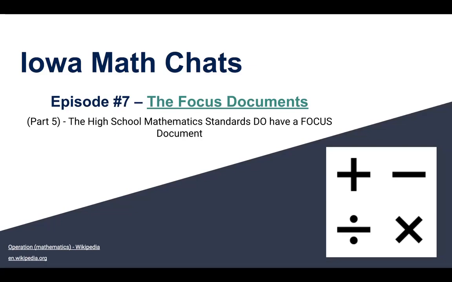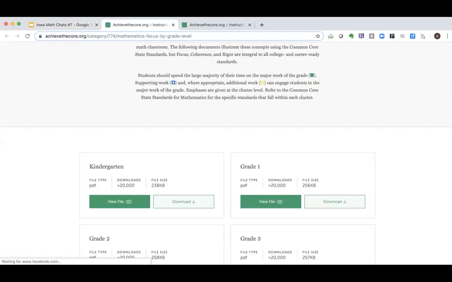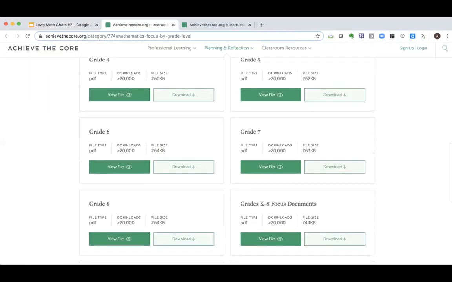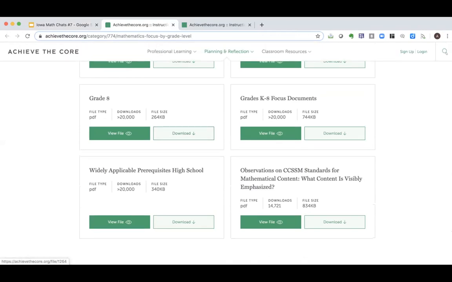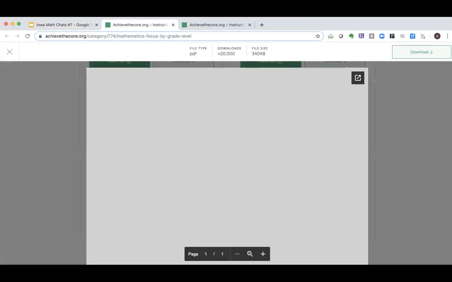This is episode 7, Focus Documents, part 5, and we're going to jump into the high school mathematics standards. They do have a focus document, and I'm going to show you where to find that focus document. So back on the focus page where we found all the other focus documents here, we're going to scroll all the way down to the bottom. And it looks like after grade 8, we don't have one, but we do. And it's listed under the widely applicable prerequisites high school. So I'm going to open that file.